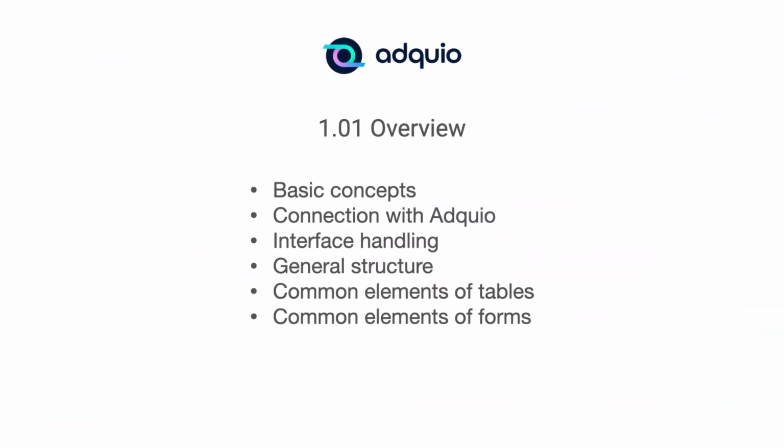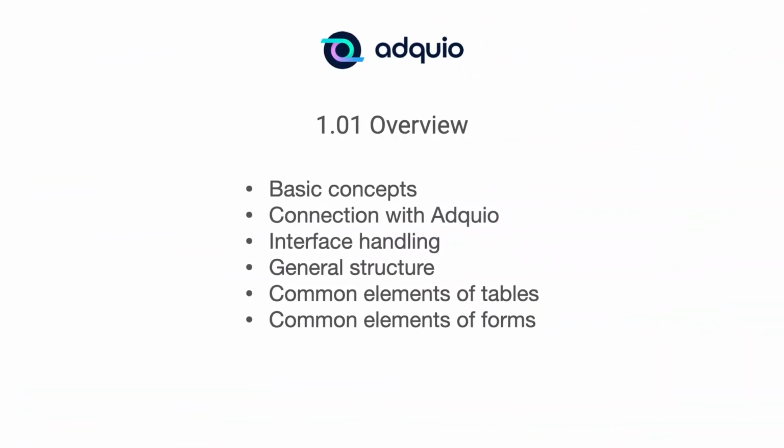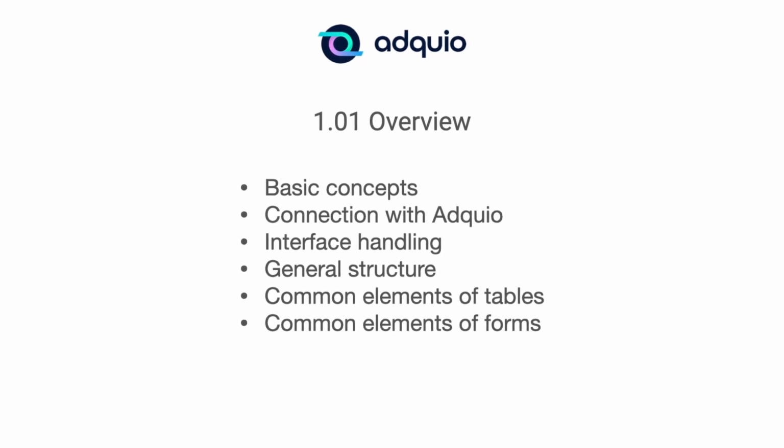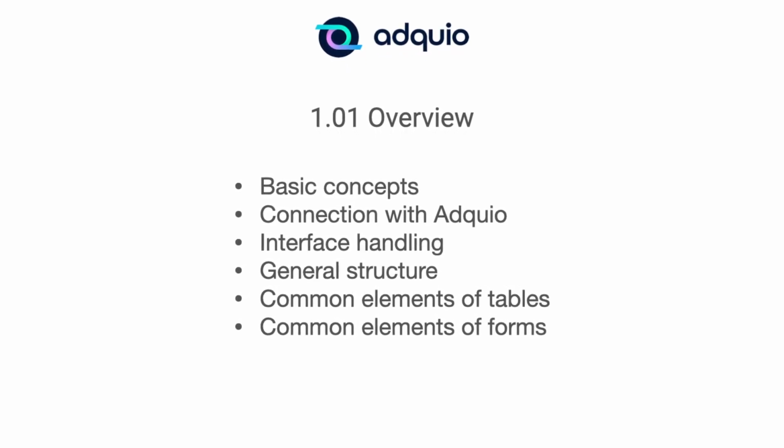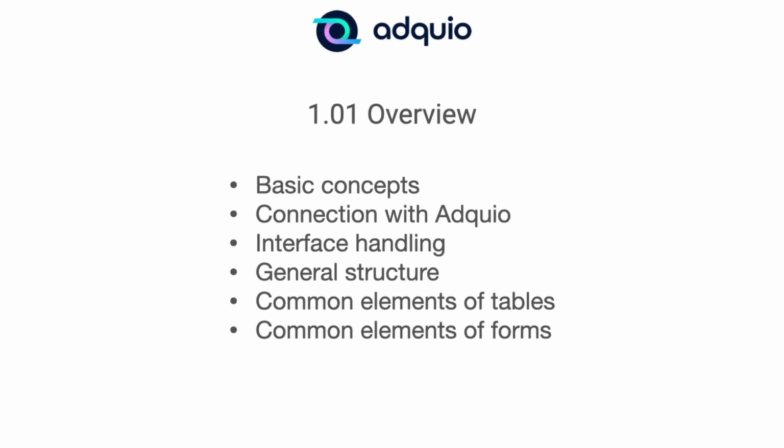Very good. And with this, we have already seen the last 2 points of the common elements of tables and forms. We have finished Chapter 1 of the overview of the Adquio web interface. We are waiting for you in Chapter 2.